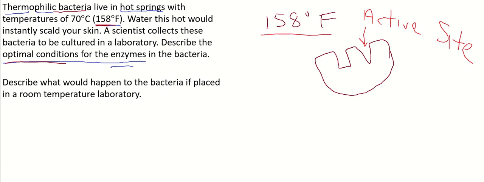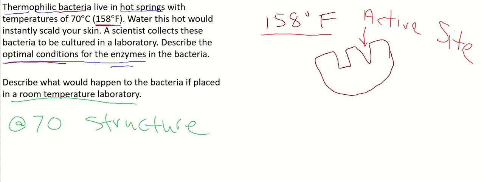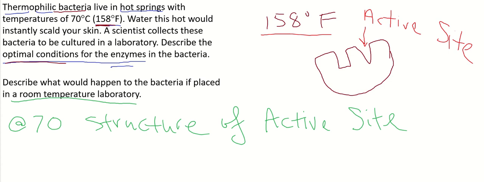So there's your answer. Okay, part B. Describe what would happen if the bacteria is placed in a room temperature laboratory. So room temperature is more like 70 degrees. So that's a big change in temperature. That's the point. When temperature changes, the structure, that means the shape or the appearance, in this case the shape of the active site, changes. Structure of active site changes.